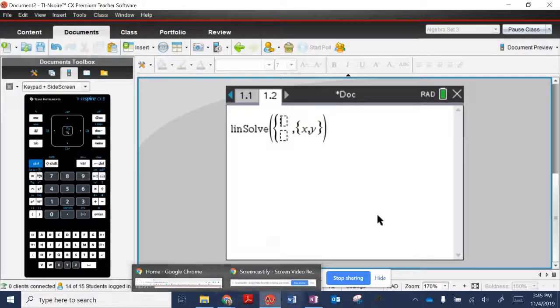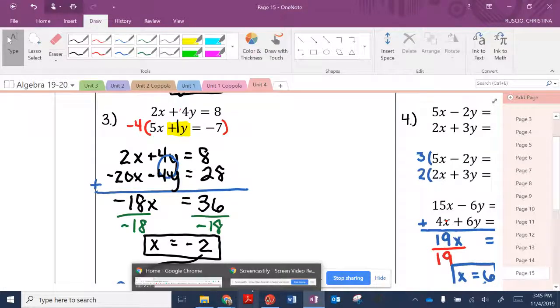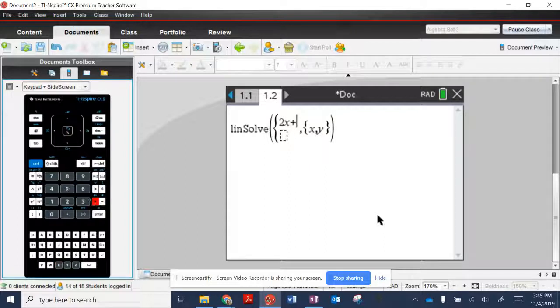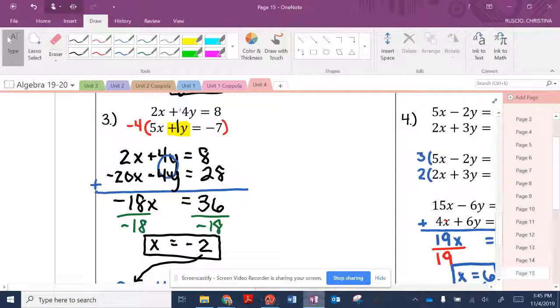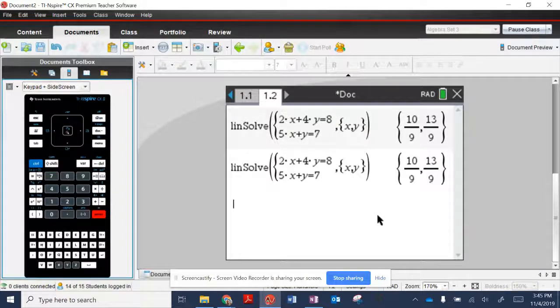And then my equation that I have was 2x plus 4y equals 8. And we're going to go right back to the original. So 2x plus 4y equals 8. And then in the bottom, we are going to type in the other one, which was 5x plus y equals negative 7. The original one, 5x plus y equals 7. Then hit enter. Oops, that was supposed to be negative 7.